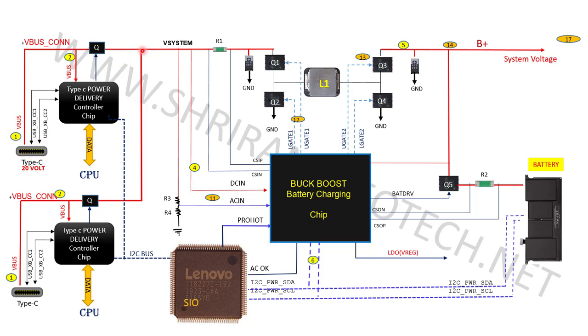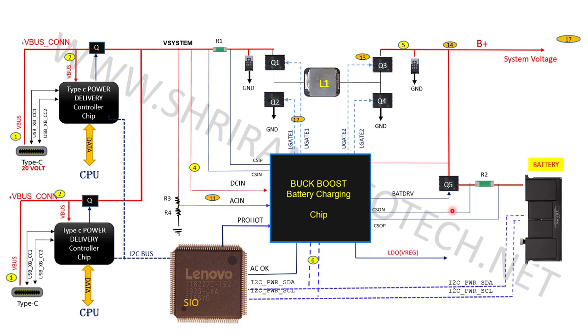So that means this is the junction. The V bus voltage will pass either from here, cross this MOSFET and come here, or it will come from here, then cross this MOSFET, Q means MOSFET, and then come across here, and that voltage is your system voltage. Okay, and this is the buck boost converter.